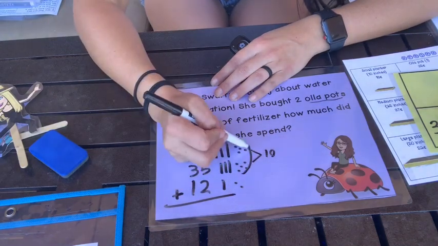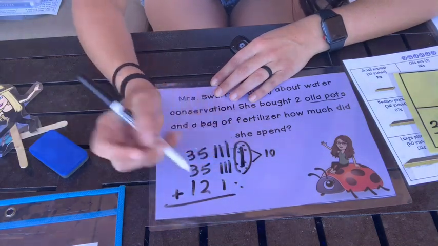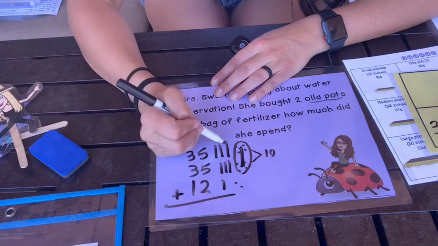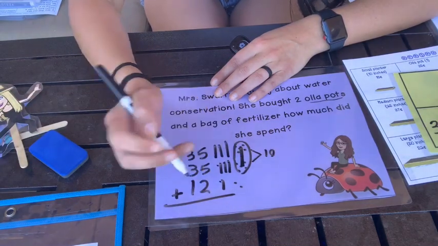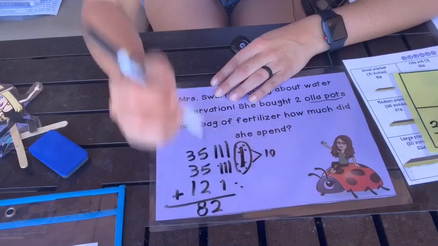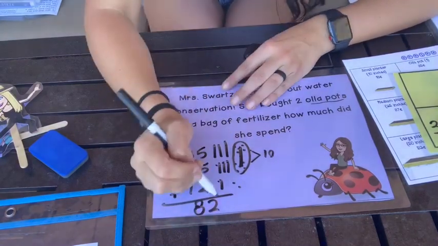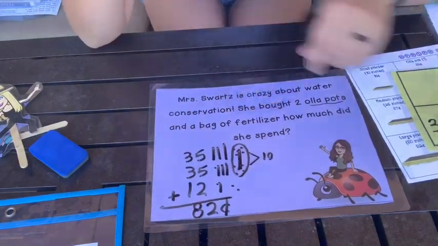So what I'm gonna do is turn these guys into a 10, and then I have 2 ones left over, so I have 1, 2, 3, 4, 5, 6, 7, 8 tens and 2 ones. I spent 82 cents at the spring store.